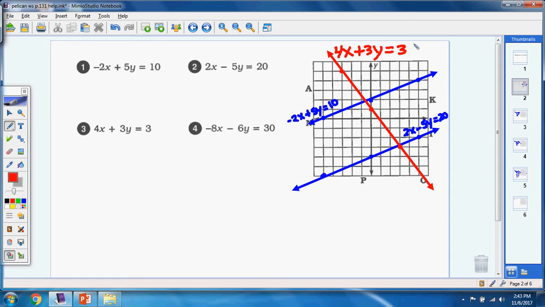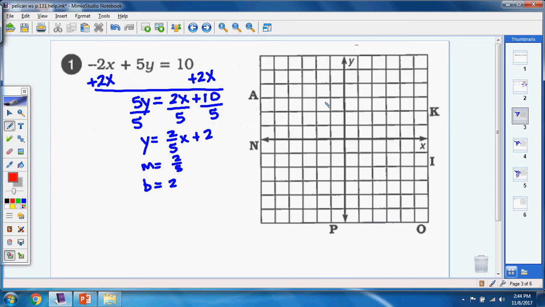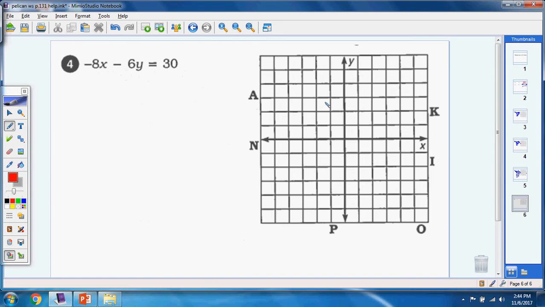Now I'm going to predict, I don't know if I'm correct or not, but I think this last one, question number 4, might be parallel to the one that I just made. So we'll see that in just a moment. So let's go ahead and do question 4 for our last one together. All right, I'm going to go ahead and add 8x on both sides. Don't forget your negative sign. Negative 6y is equal to, and I've got an 8x this time, and a positive 30.